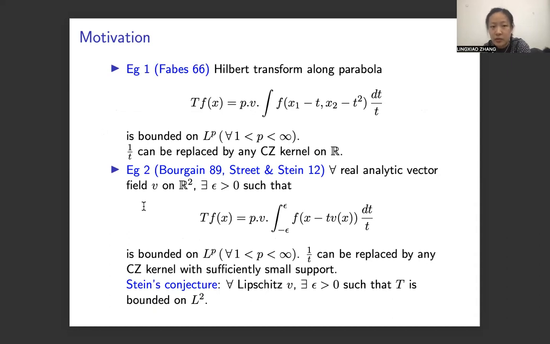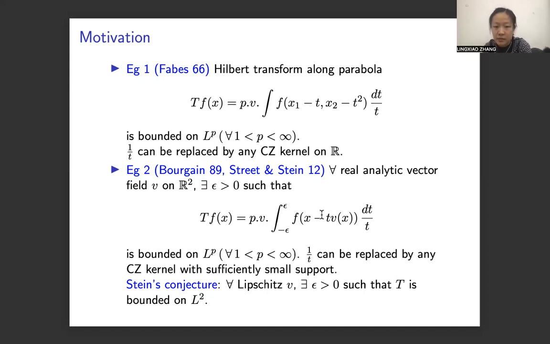So let me give you some concrete examples. The study of singular Radon transforms started in 1966 when Fabes proved that the Hilbert transform along a parabola is bounded on every L^p. And the kernel 1 over t can be replaced by any Calderón-Zygmund kernel on the real line.